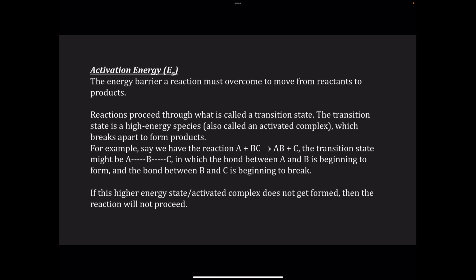So say, for example, we have the reaction of A plus BC producing AB plus C. And we'll try to draw this out more clearly. So A plus BC produces AB plus C. To go from those reactants to products, A is going to have to form a bond with B, and B's bond to C is going to have to break. So as A approaches BC, A is going to begin to form a bond to B. So here would be my bond forming.